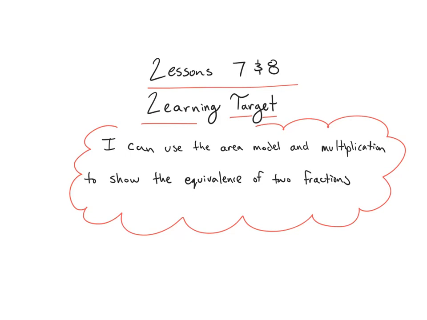This is a video lesson for both Lesson 7 and 8. Lesson 7 and 8 have the same learning target, which is: I can use the area model and multiplication to show the equivalence of two fractions. So we're going to be building upon our learning from Lessons 5 and 6 of showing equivalent fractions, but this time we're going to be using multiplication. A lot of you will probably find this way of finding equivalent fractions a lot quicker and easier, but let's go ahead and take a look.